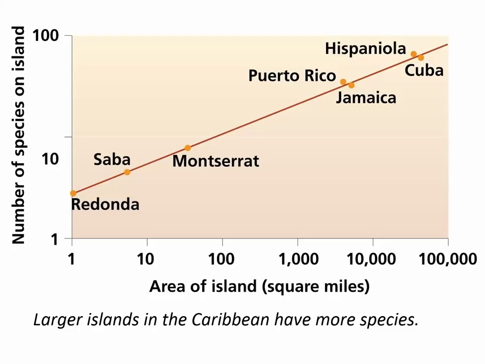So we have actually collected data on this on Caribbean islands. That would have been a fun trip to be on for research. The larger the islands in the Caribbean, the more species, the greater species richness. And so here we have number of species on the vertical axis and area, and this is what we call logarithmic scale because every line is 10 times greater. And you can see here that Cuba is the largest island and it has the greatest number of species on it. And Redondo, the smallest, has the fewest.